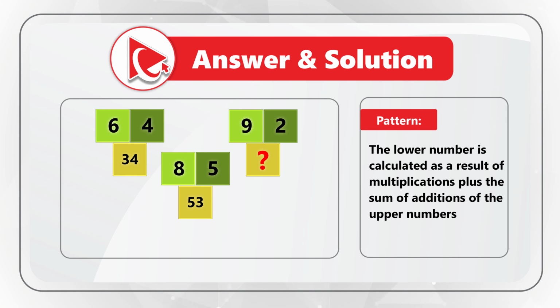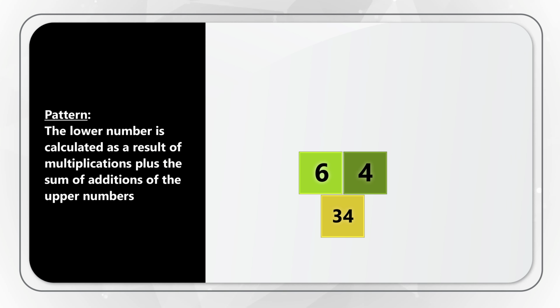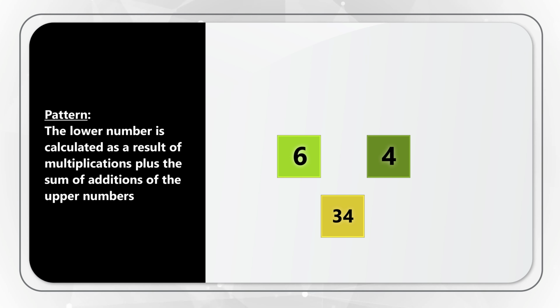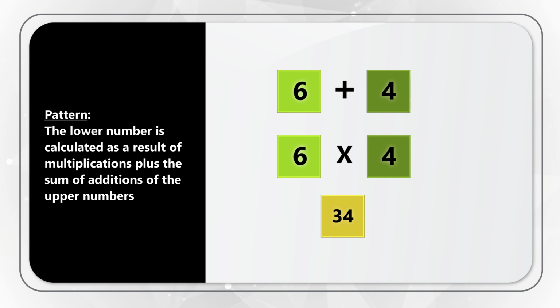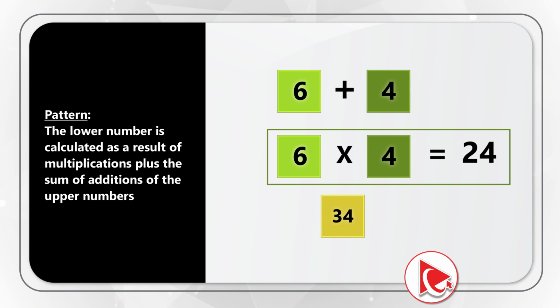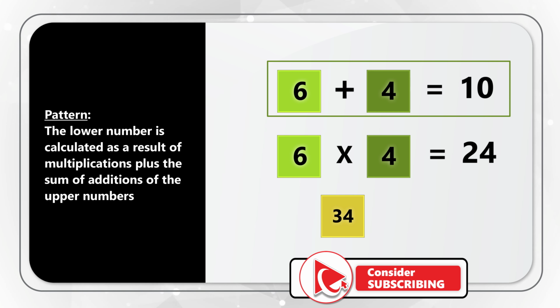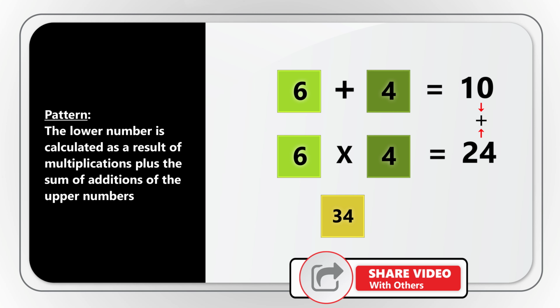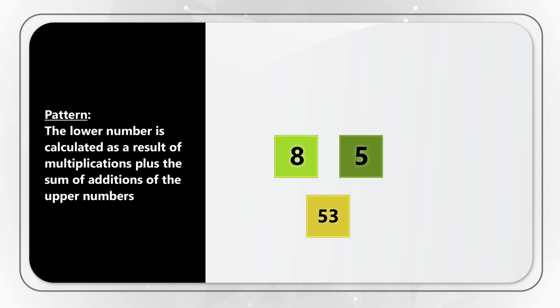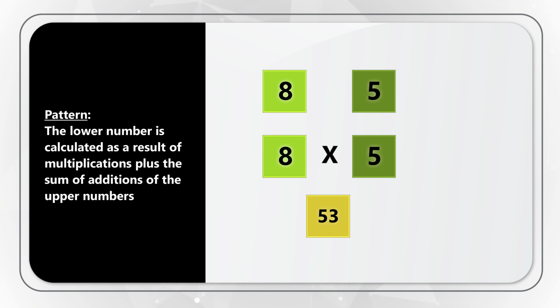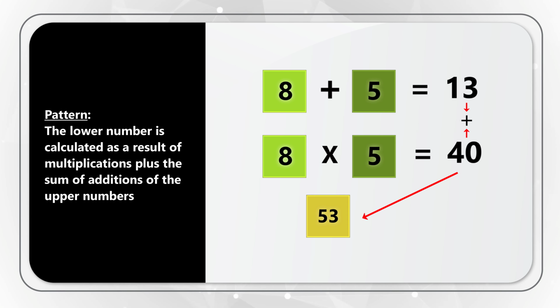I think there is a very interesting and unusual pattern here between the top 2 numbers and the bottom number. In fact, the lower number is calculated as a result of multiplication plus the sum of the upper numbers. Let's look at the example. The first set is calculated as 6 multiplied by 4 plus the sum of 6 and 4, which would equal 24 plus 10 and equals 34. The next set is calculated as 8 multiplied by 5 plus the sum of 8 and 5, which would equal 40 plus 13, which would be equal to 53.